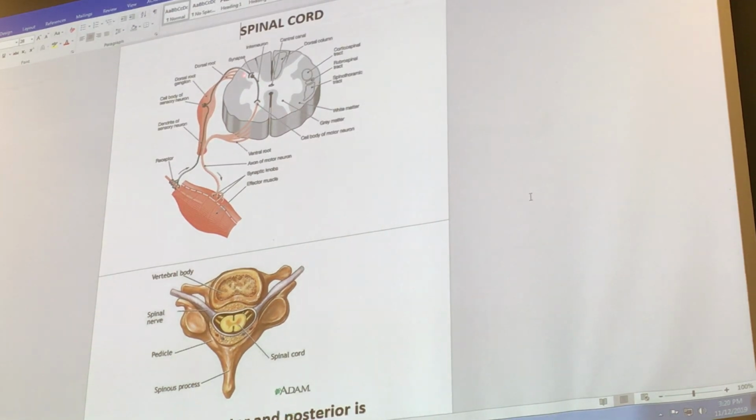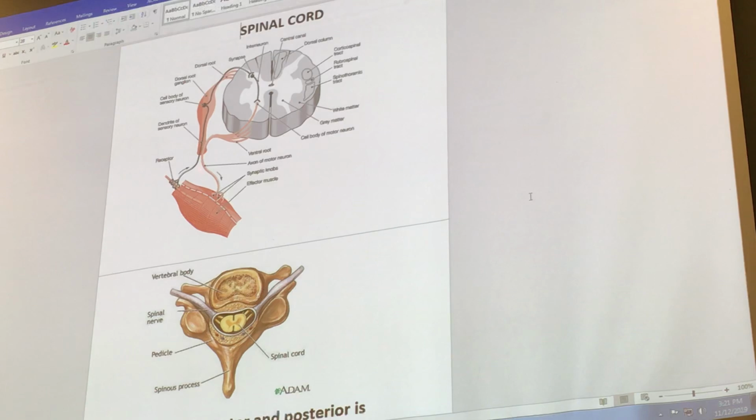Anyway, the sensory portion back here, the posterior aspect, there are two ways to tell you have the posterior aspect. These two aren't labeled on here, but in the lab, you're going to need to know them: the posterior median sulcus and the anterior median fissure. The fissure is a bigger crack than a sulcus. So the fissure is on the anterior surface and the sulcus is on the posterior.